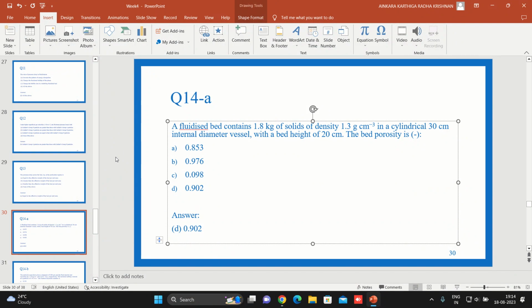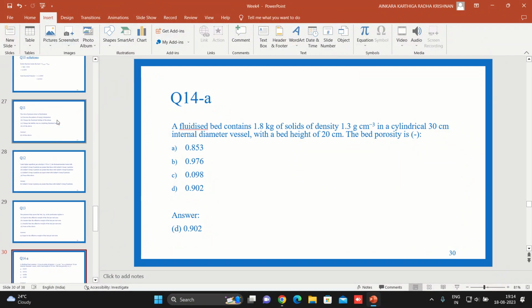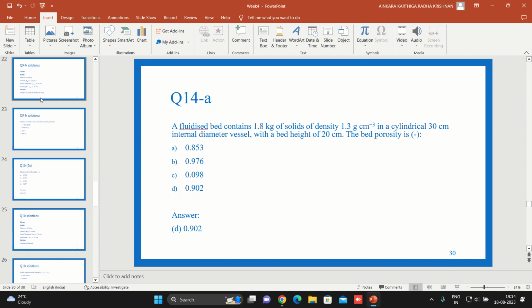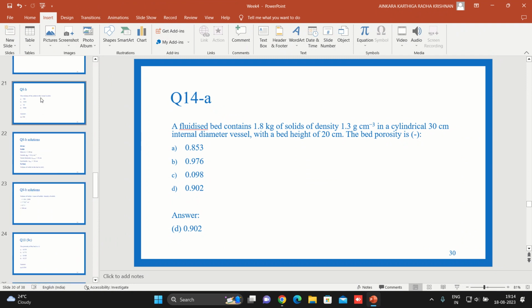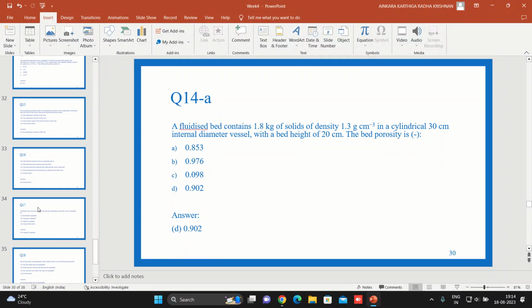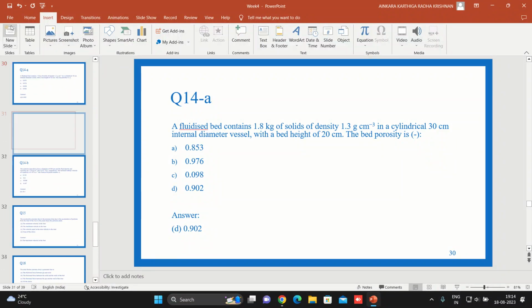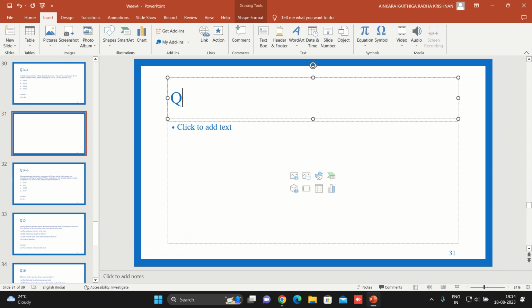A fluidized bed contains 1.8 kg of solids of density in a cylindrical diameter. So how to calculate porosity? So we'll just take out question 9a, 9b and 10, and together we'll solve that, or else we'll go by this only. What is question 14a, solutions?